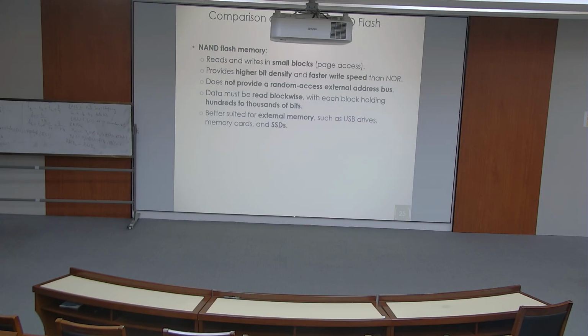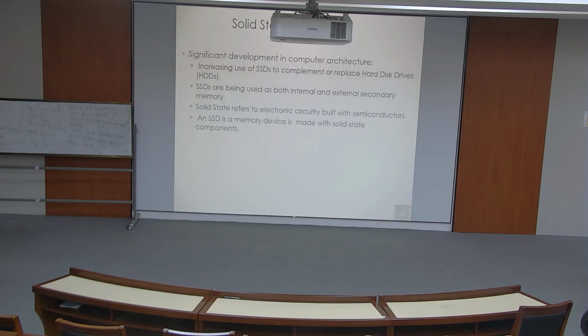Now, these are the two types of flash memory. Hopefully, you do understand the NAND flash memory cell, how it works, and the NOR flash memory cell. Now, the next type of memory that we need to discuss is solid state drives.